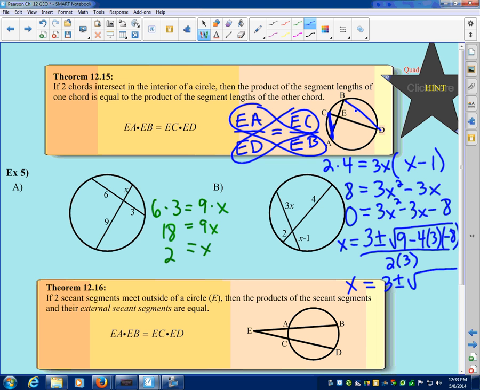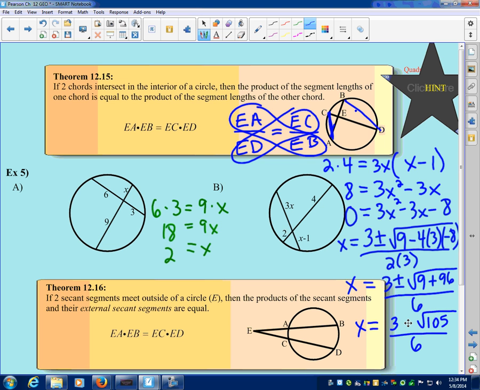See the minus, and then we're going to have a negative number, right? So minus a negative number, we're going to end up adding. So 9, 4 times 3 is 12. 12 times negative 8 is negative 96. You're going to end up adding that to 9. So it's 9 plus 96, which is 105, over 6, or x equals 3 plus or minus the square root of 105 over 6. I'm going to hold off on the plus or minus sign.